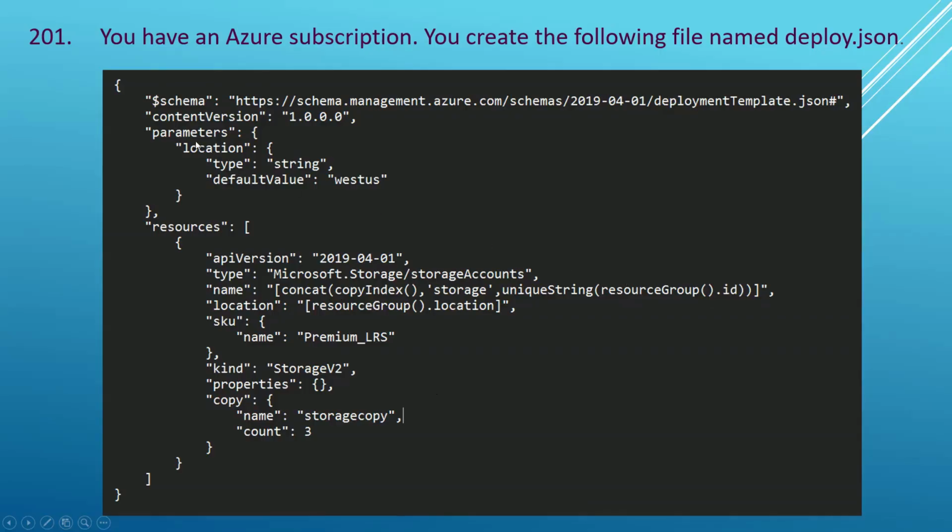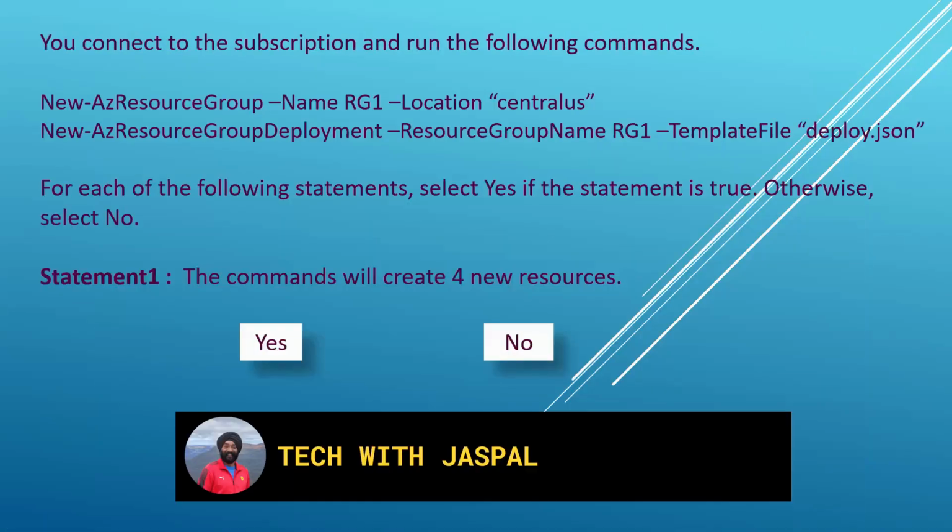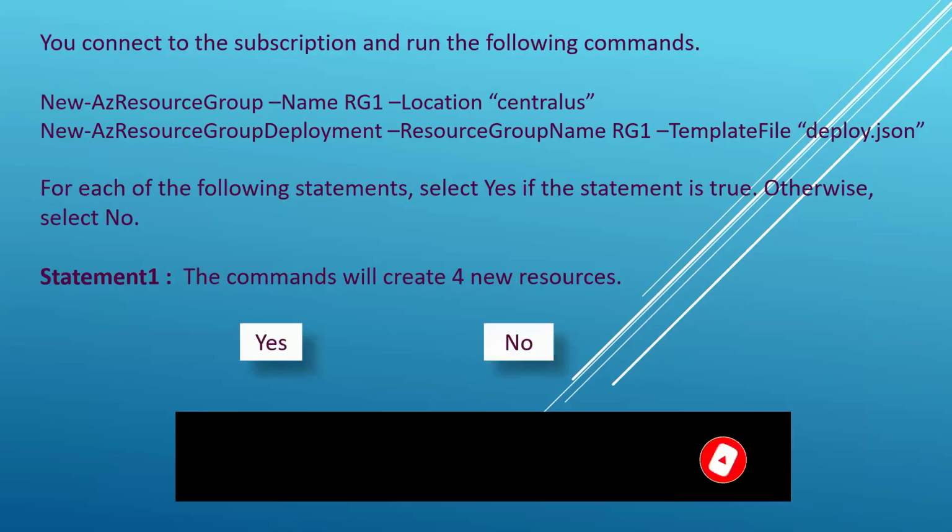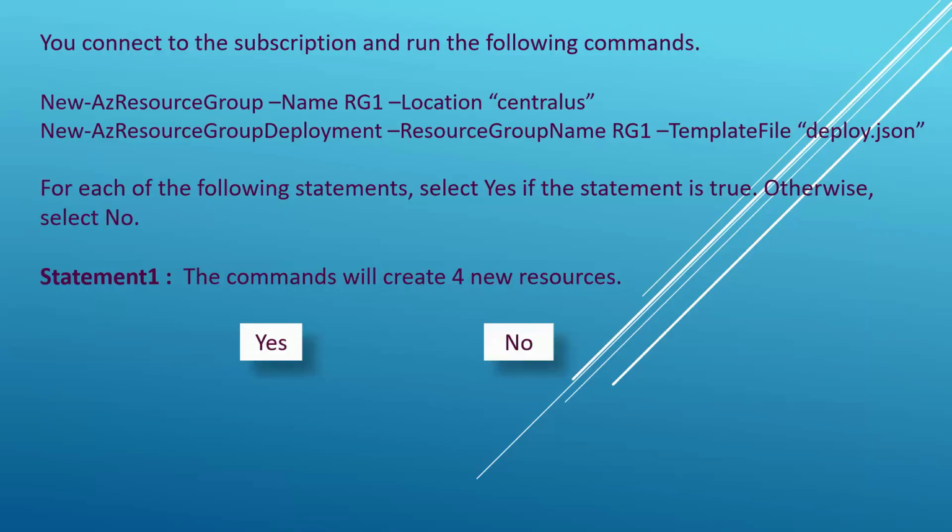And friends, if you are not specifying the location while creating the storage account, then the default location is defined as West US. Now let's look at the next part of this question. You connect to the subscription and run the following commands. The first command is New-AzResourceGroup -Name rg1 -Location centralus. And the second command is New-AzResourceGroupDeployment -ResourceGroupName rg1 -TemplateFile deploy.json.